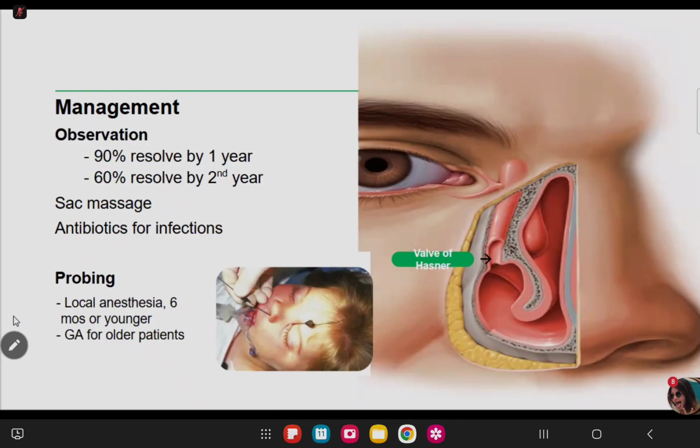We inflate the duct with a balloon, and sometimes the benefits of this maneuver are offset by the possibility of further creation of fistula. No, so it has its own risks also.